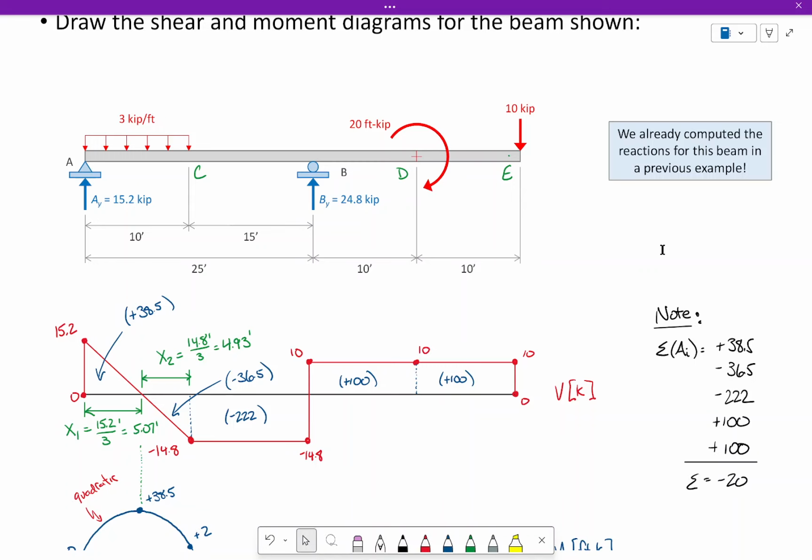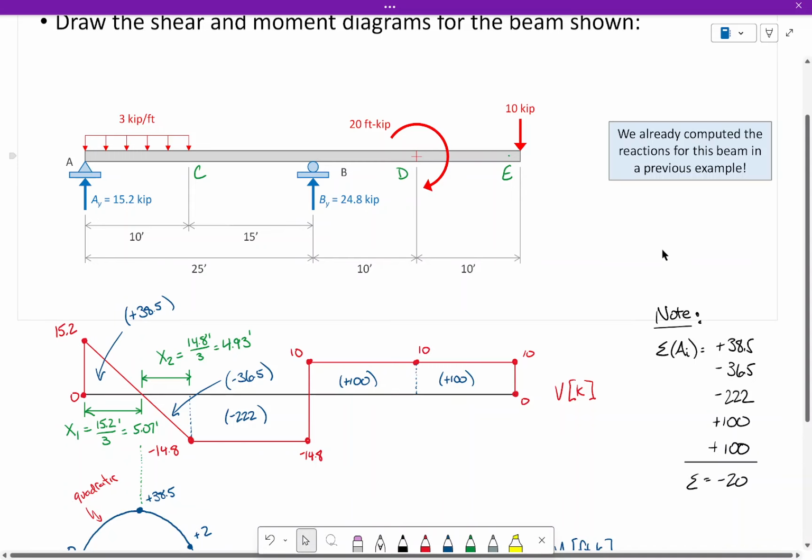But here's the thing to keep in mind. Let's assume that this moment was going the other way. I propose to you it would not be a jump up. It would be a jump down. But that's myopic, just thinking about that, because you're right, it would be jumping in the other direction. But these reactions would also be different. You would have a different shear diagram, you would have a different moment diagram.